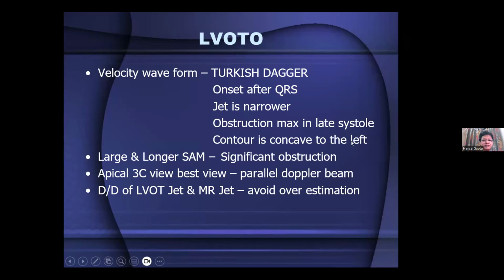These are again to differentiate from the waveforms of AS, aortic stenosis, and mitral regurgitation. The larger and longer the SAM, the more significant is the obstruction, as I told you earlier. An apical 3C view is the best view. Why? Because the Doppler beam is parallel, so you are able to not mix it with the other flows. All right. So you will always search for a view wherein your beam is not interrogating any other flow.